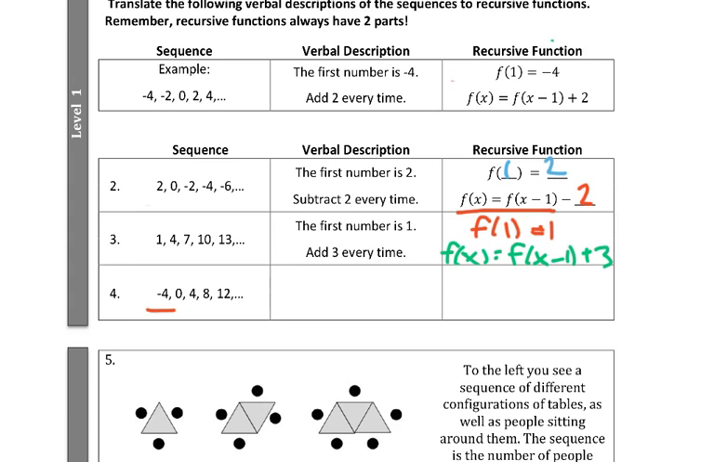Okay, so here I want to say that the first number is -4. And the way that we write that is f of 1 equals -4. Then to move to my next number and the next one and the next one, we're adding 4 every time.